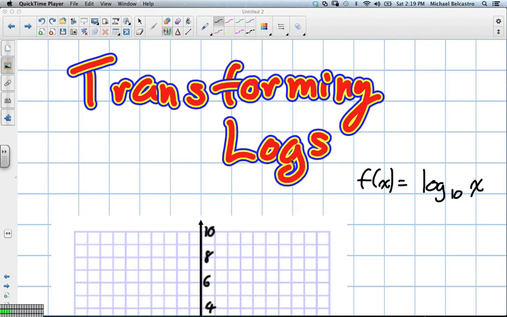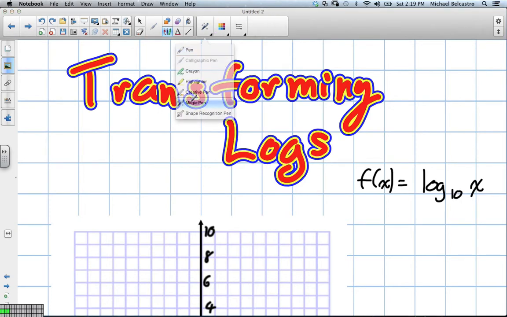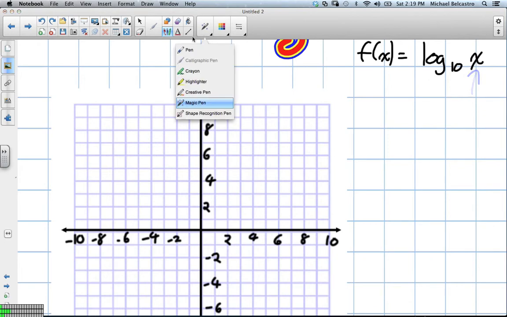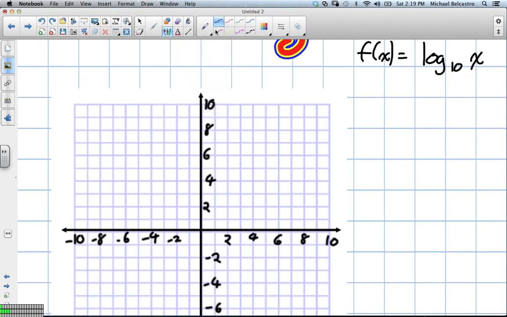Next, we're going to work with transforming logs. We just went over the introduction to logs. What we're going to focus on is specifically log base 10. This is an important one. We need to remember those major points because they're going to help us when transforming this, so we can get general sketches.